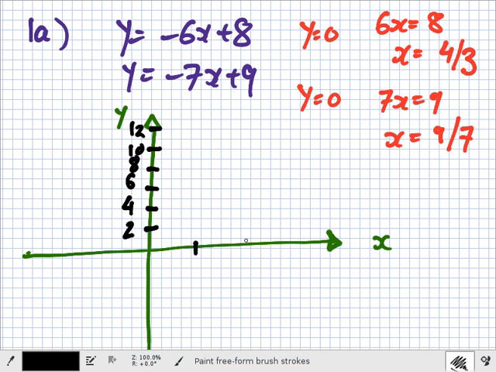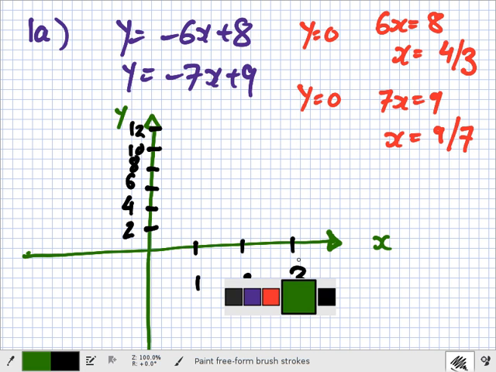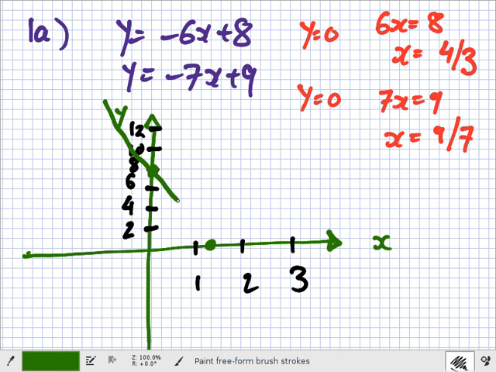1, 2, 3. So my first x is 4 over 3, so that would be here, and the y is 8. And then my second one is 9 over 7, which is 7 and 2 ninths. Sorry, I mean 1 and 2 ninths, isn't it?